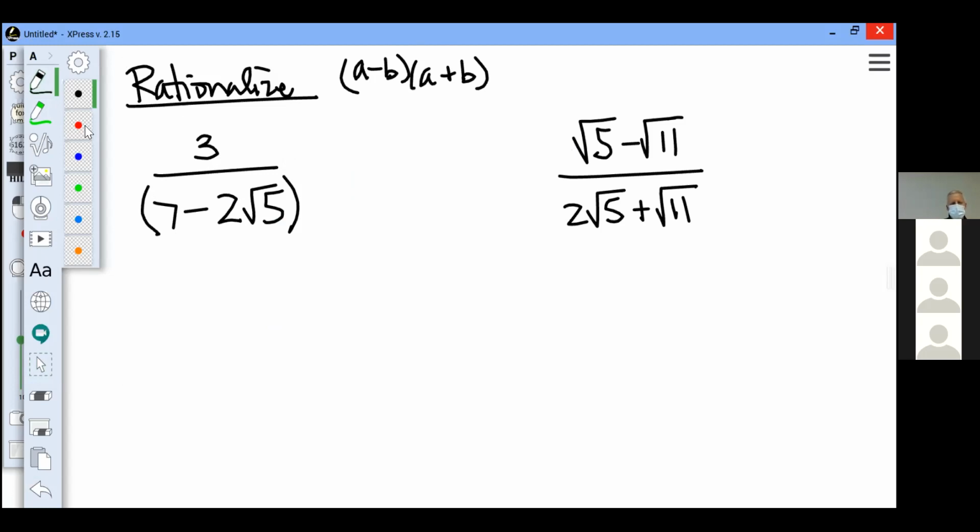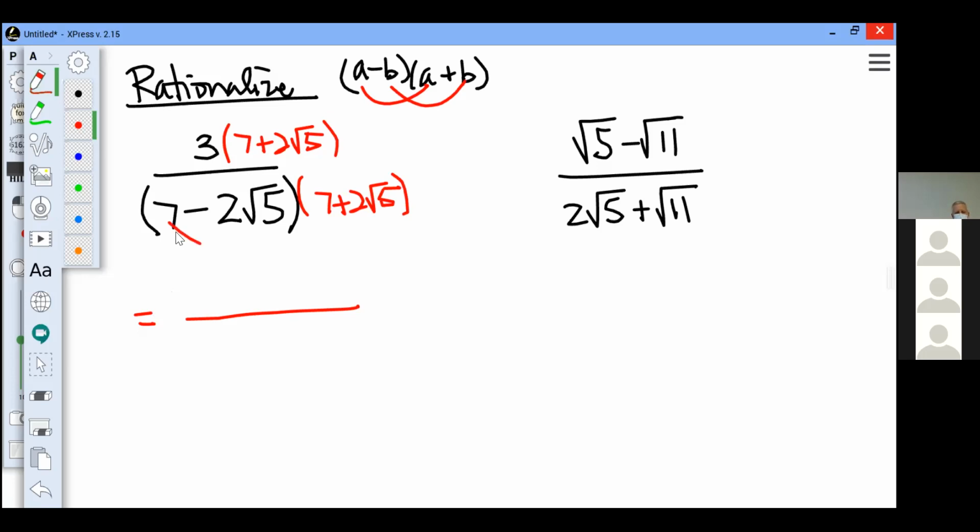So to get rid of this 7 minus 2 radical 5, I'm going to use 7 plus 2 radical 5. It's that difference of squares pattern. The denominator is first and last. Don't do the outside inside. You're just wasting your time.